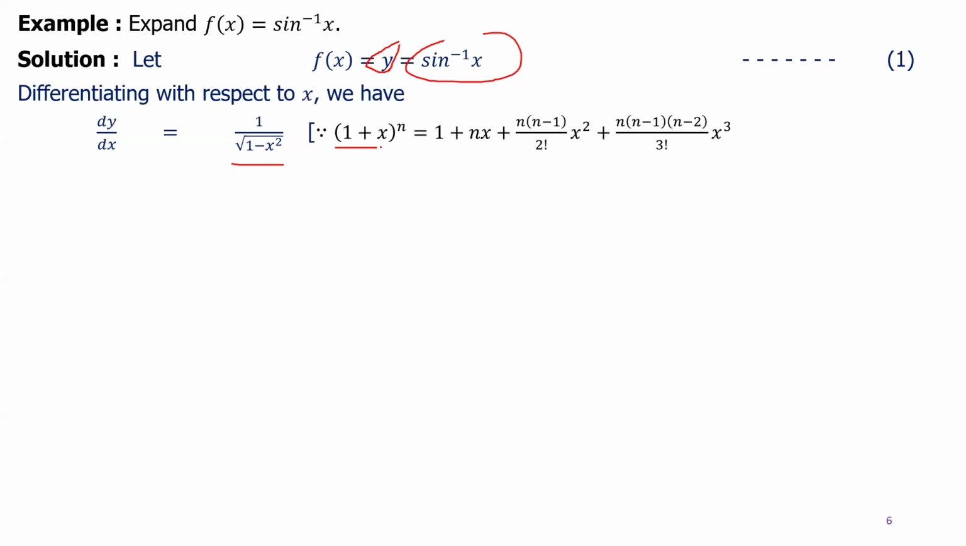And we know that (1 plus x) to the power n, by using the binomial expansion, is equal to 1 plus nx plus n into (n minus 1) upon 2 factorial x square plus n into (n minus 1) into (n minus 2) upon 3 factorial x cube plus n into (n minus 1) into (n minus 2) into (n minus 3) upon 4 factorial into x to the power 4 and so on. So these are the binomial expansion of (1 plus x) to the power n.